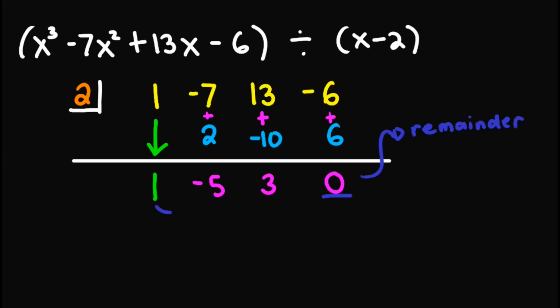The first 3 numbers out here represent the coefficients of our quotient. Since the degree of the dividend is 3, what we do is we subtract 1 to obtain the degree of the first term of the quotient. In this case, it will be x squared. Then next we'll have x raised to 1. Then this will be x raised to 0. And so our quotient is given by x squared minus 5x plus 3. And that is the answer for this problem.